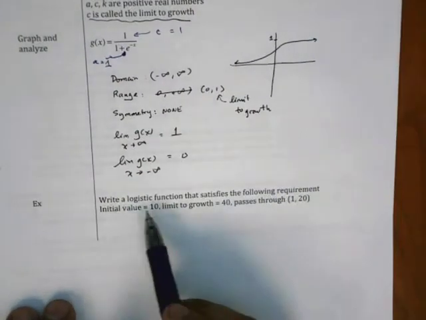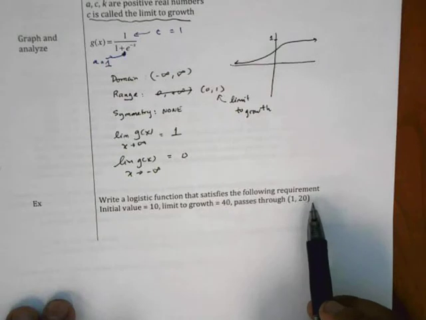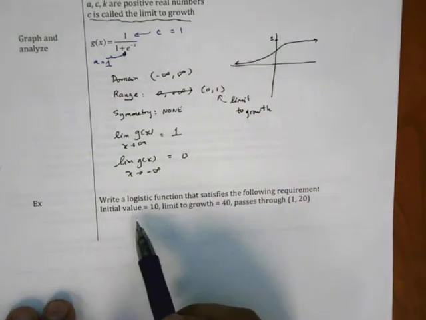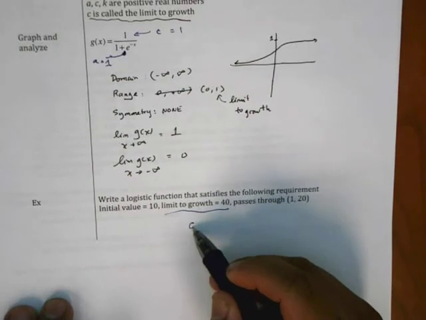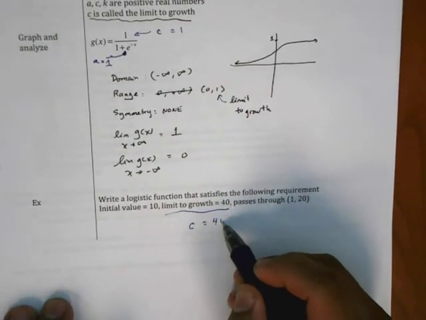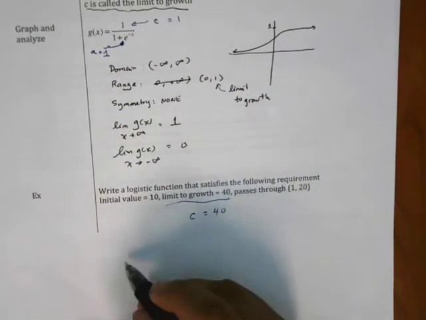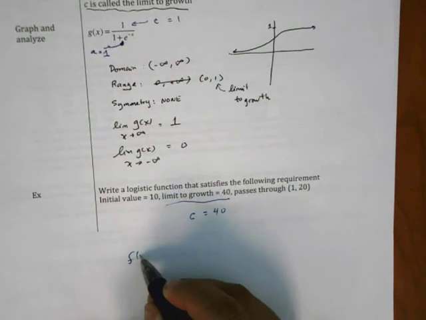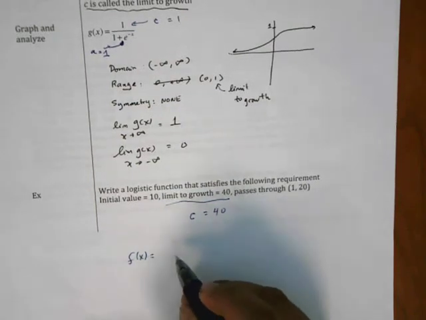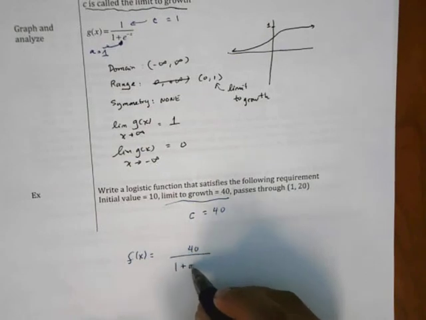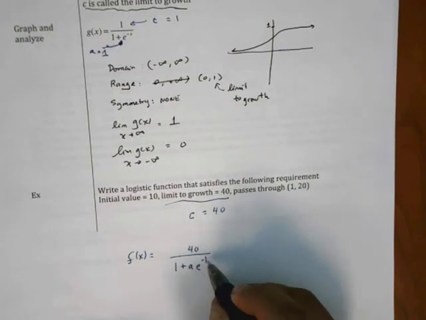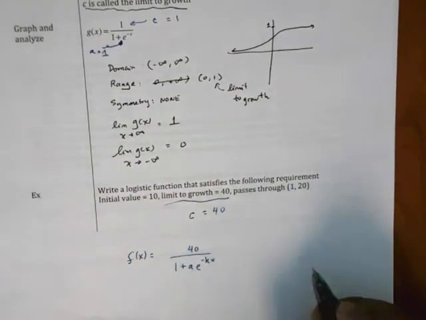It says, write a logistic function that satisfies the following requirement. The initial value is 10, the limit to growth is 40. So when I see limit to growth, we know that this is C. C equals 40. So now this says that the function is f of x equals 40 over 1 plus a e to the negative kx.